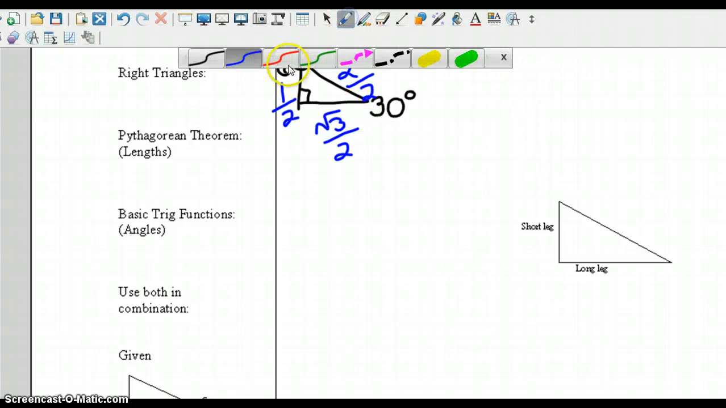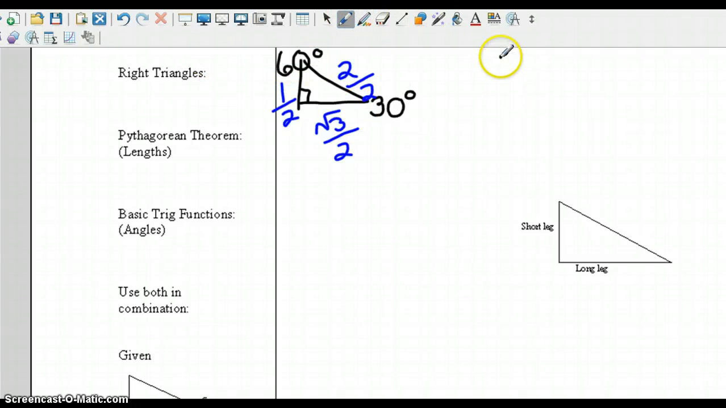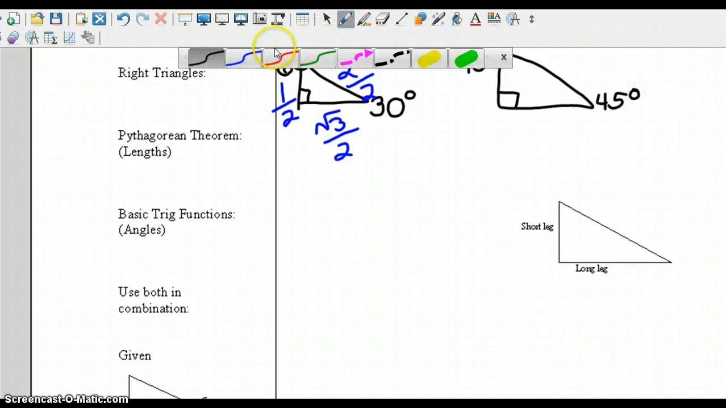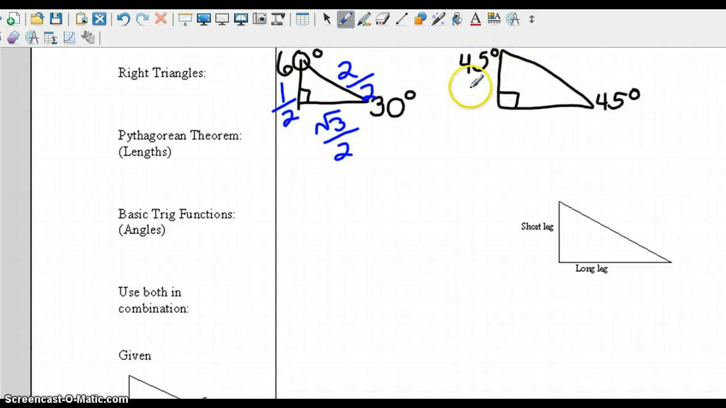You guys can do the same thing with your 45, 45, 90 triangle. So your second triangle that you've got to know, again, label it with the 90 degrees. Make sure that these two angles now are even, and they are both at 45 degrees. The way to remember that one is if you have your two side lengths again, we want to make them 1, 1. If you do the Pythagorean theorem, 1 squared plus 1 squared, you guys will get square root of 2 when you solve for that.